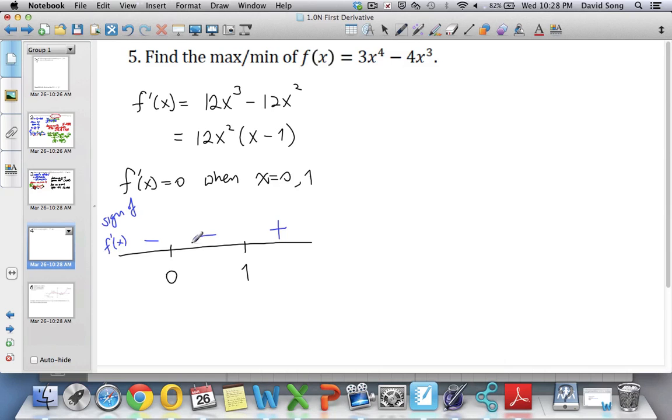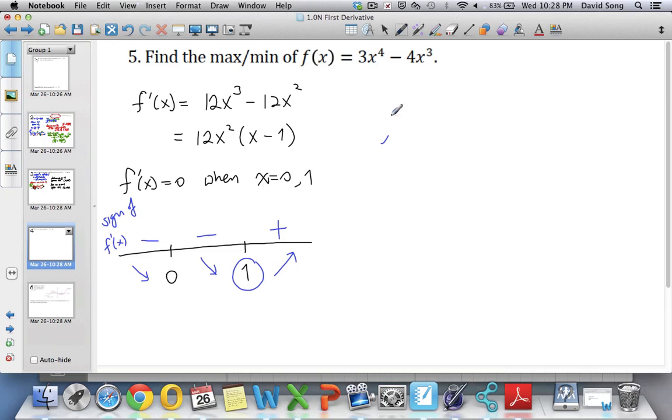So there you go. Notice that 0 is a critical number, but this is not going to give you a max or a min, right? Because to the left of 0, f is decreasing, and to the right of 0, f is still decreasing, right? But what do we have at x equals 1? At x equals 1, to the left of it, here decreasing, decreasing, and this is going up to the right of 1, and you have a local min.